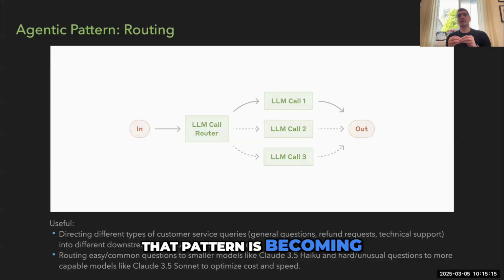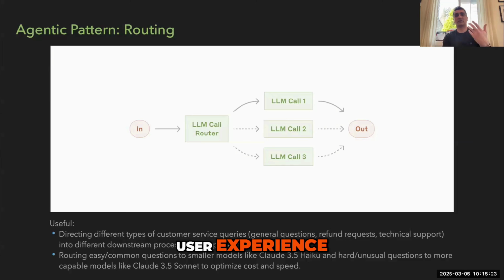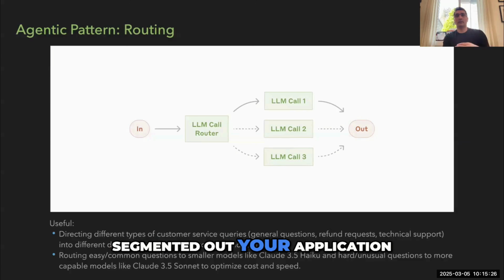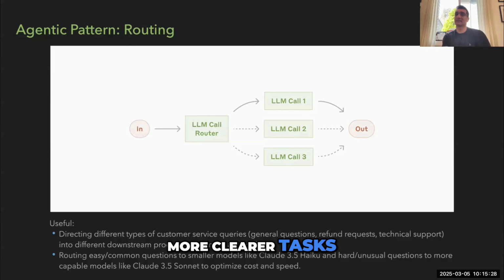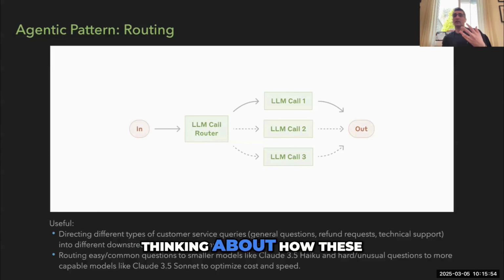And that pattern is becoming a very predominant pattern, improving overall accuracy and the responsiveness of the user experience, because now you have segmented your application into clearer tasks. In some cases, this pattern may not apply, and we'll talk about that too. The other particular usefulness of this pattern in building agentic AI is routing easy queries to a smaller, lighter, cheaper model, and the hard and unusual questions to a more capable model. As you think about building agentic AI applications, you'll have to start thinking about how these patterns fit into the user experience that you want to build.